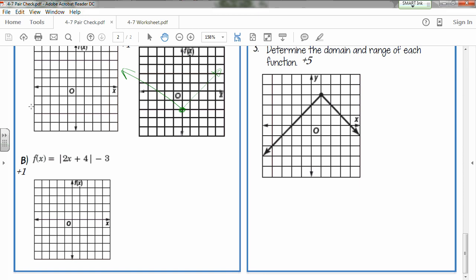What if we're facing down? It'd be all numbers less than whatever the vertex was. Everybody clear on that? Range is my what? My y's. Domain is my x's or my inputs, right? Everybody understand? Hello?